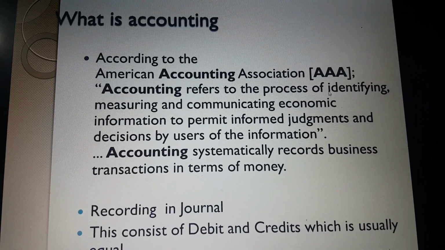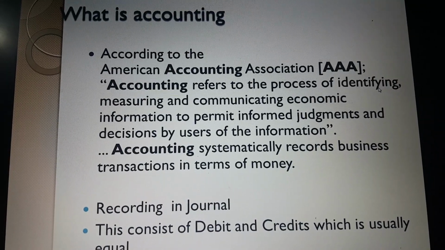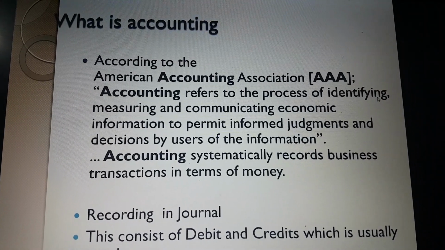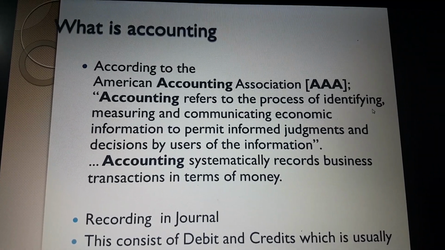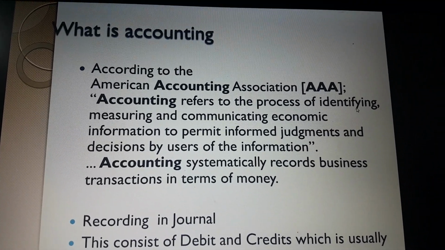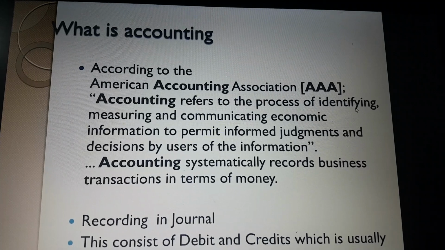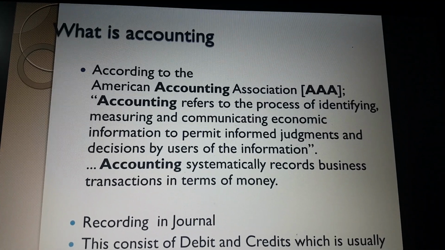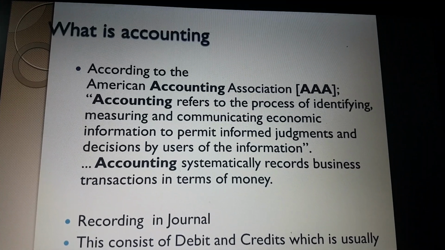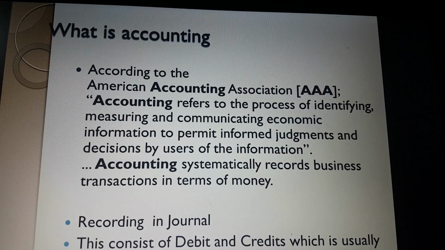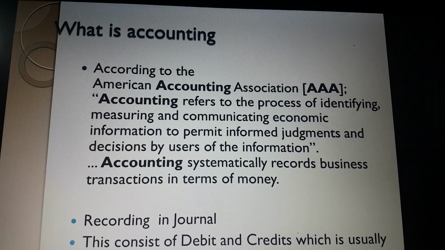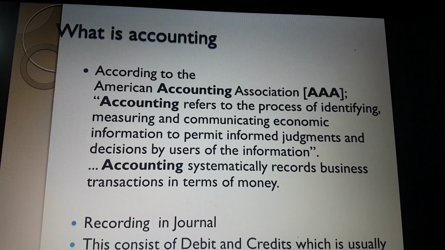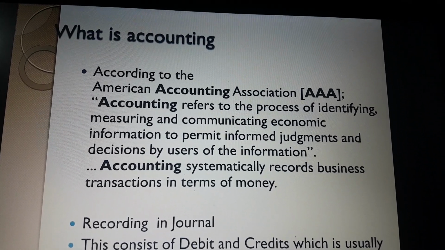So let's first start with identifying. What do we identify? We identify the transaction, whether the transaction is accountable or not accountable. So what are transactions that are accountable? Those that have already been transferred. There is already a transfer of goods and services over the two parties. And what are not accountable? Those that are only contractual agreements.